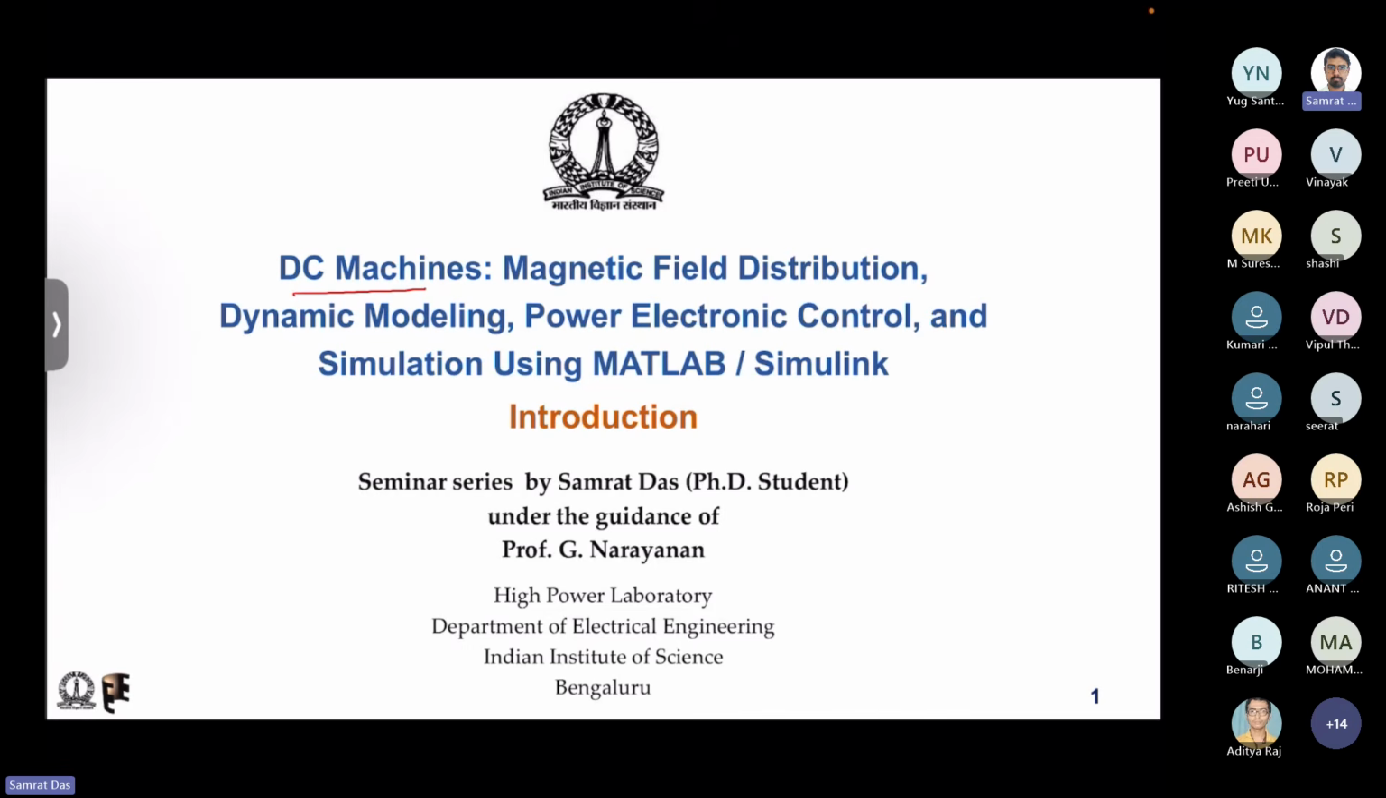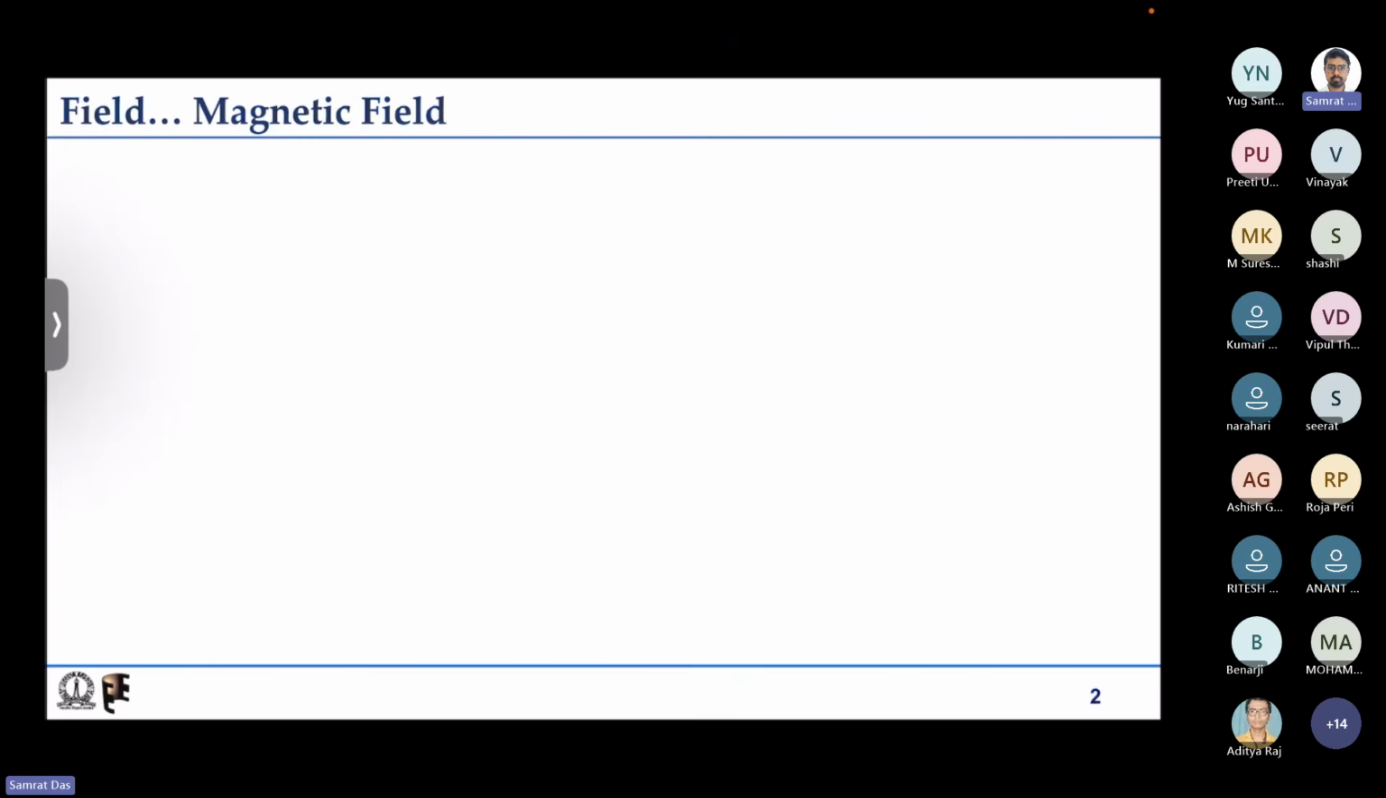And magnetic is specific to one kind of field. So field is the most basic word. So we'll start with understanding field. As a layman, when we hear the term field, what comes to our mind? It's some kind of space where something is distributed. So field refers to basically a space and some kind of distribution of some quantity.